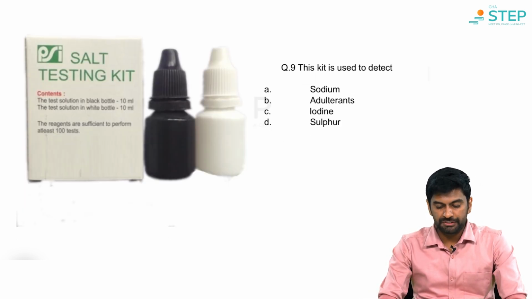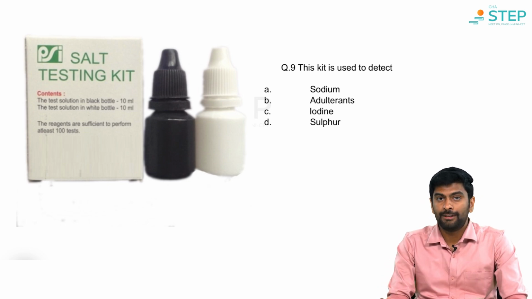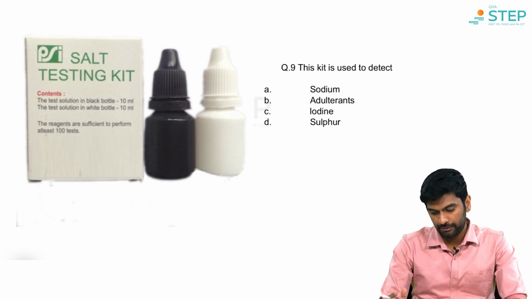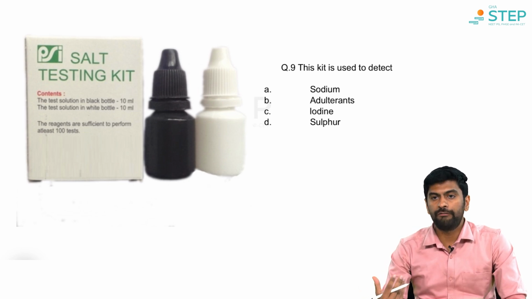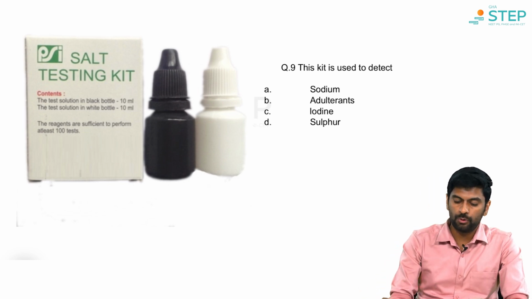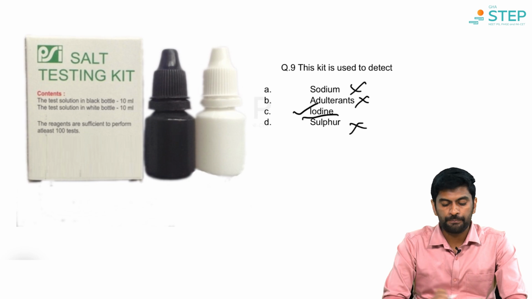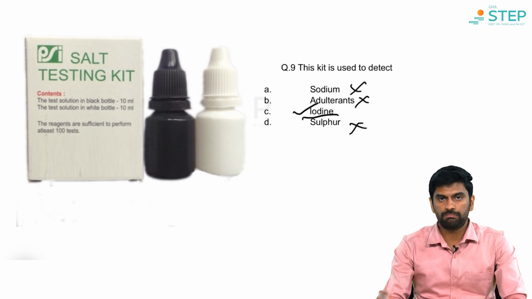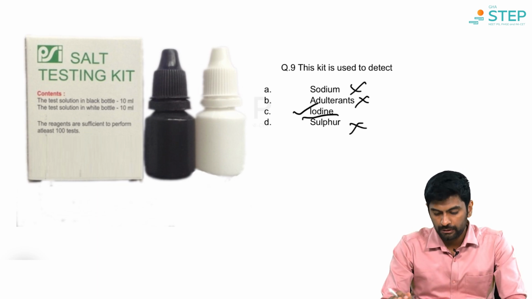Next, question 9. This kit is used to detect what? This is a salt testing kit, and it's pretty simple in that we add a certain nutrient in the salt itself to increase its availability for us in our body as well. So it's not sodium, you don't need to use that. For adulterants as well, nope, not sulfur as well. So the correct answer is iodine. So it's used to test iodine, and this gives a specific color when you apply this specific MBI kit for detecting iodine in the salt.